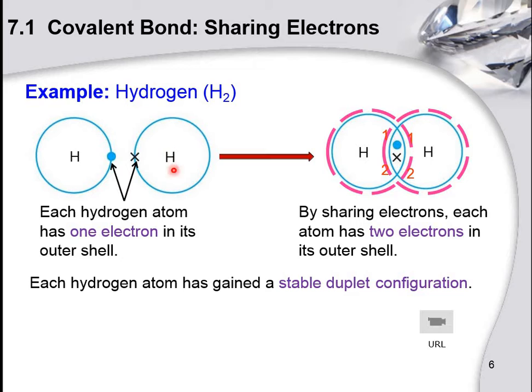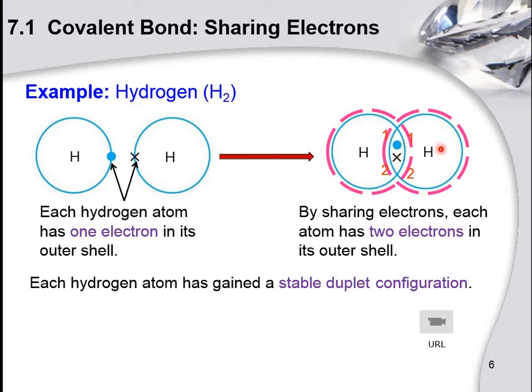Let's see an example here: hydrogen, H2, so you have two atoms of hydrogen. Here is the dot, this one is the cross. Each hydrogen atom has one electron in its outer shell, which means they are unstable. In order to become stable, they have to share their electrons. By sharing electrons, each atom has two electrons in its outer shell. This is how the diagram should look.